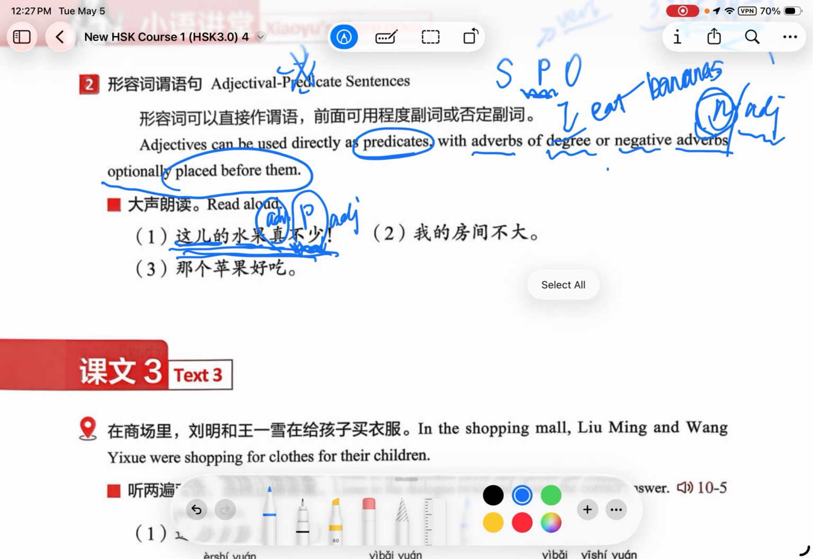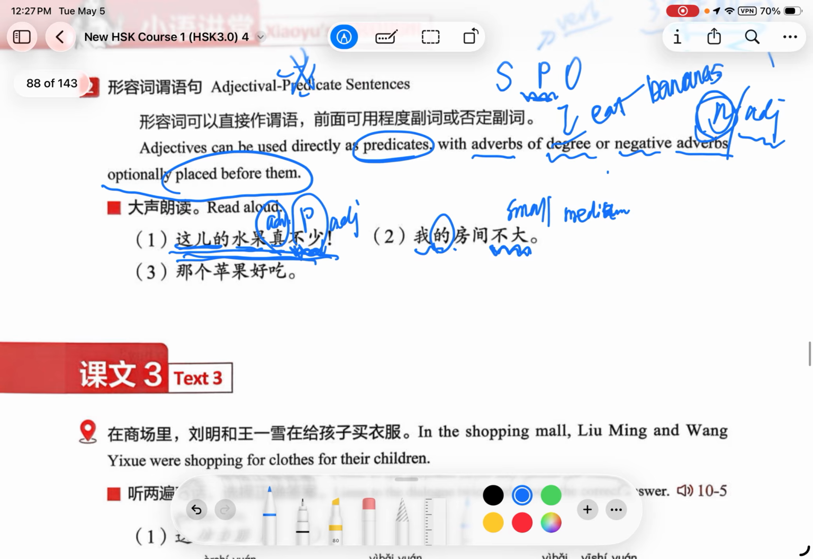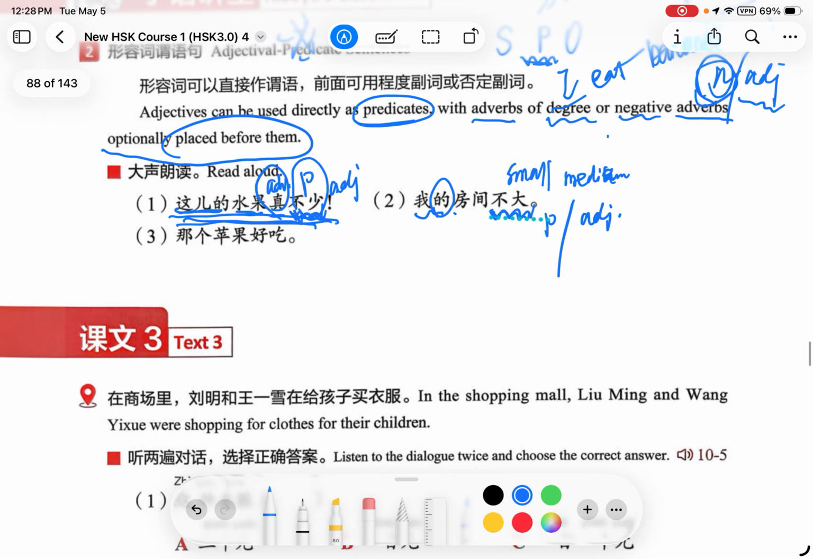structure like this one. 我的房间不大。我的 means possession. 我的房间 my room 不大 not big, so it's either small or medium. So 不大 here is a predicate, but it's adjective. 那个水果，那个苹果好吃。那个 that 苹果 apple 好吃 delicious.